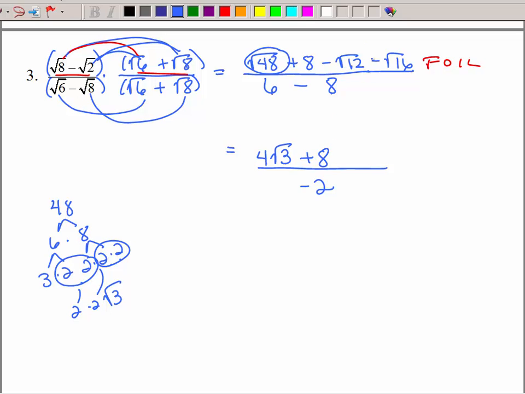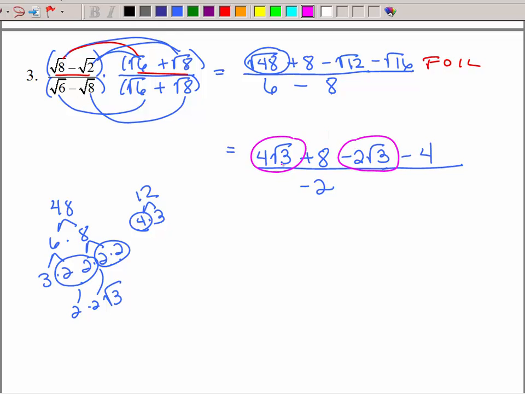Plus the 8. 12. Let's see, 12 is 4 times 3, so the square root of 4 is 2, so I'm going to take out a 2 and leave a 3. Don't leave out that minus sign. And then we all know that the square root of 16 is 4. Still not done, because I need to collect like terms.